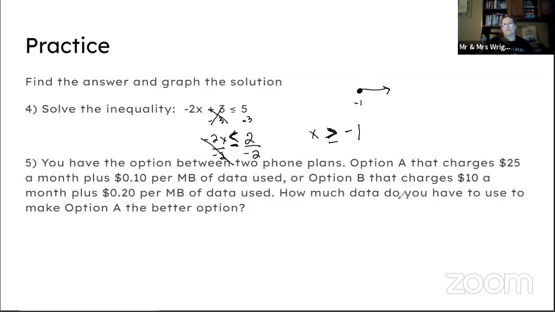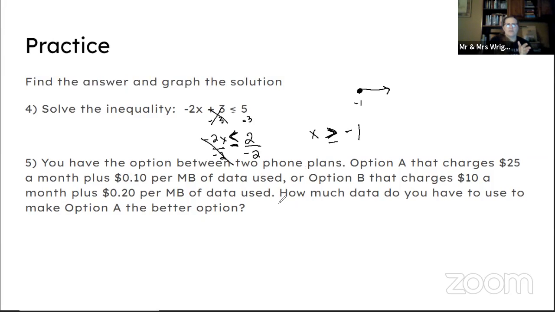So there is my graph of my solution. And you would obviously, if you had a number line on your paper, you would do that on the number line. All right, so number 5, you have the option between 2 phone plans.